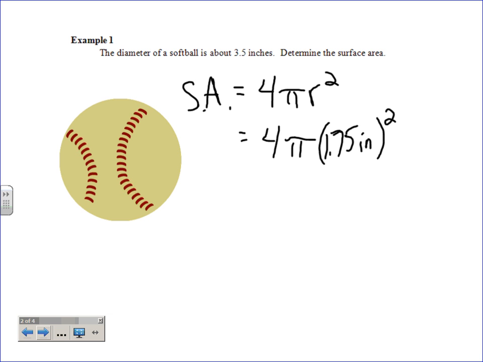So why don't you go ahead and try that. Again, you have to read. Does it say exact or does it say rounded? You'll have to read into that and see how it does that. But go ahead and try that.